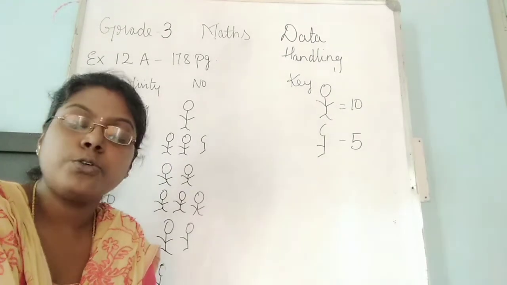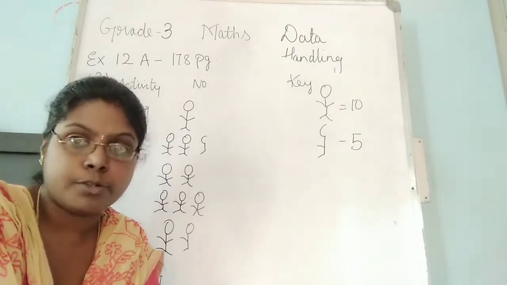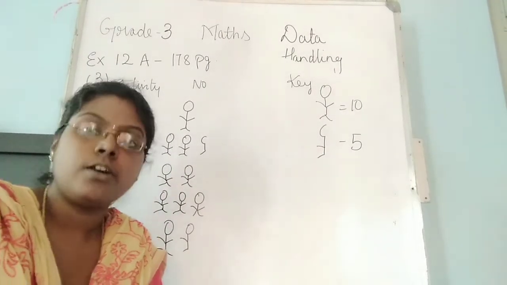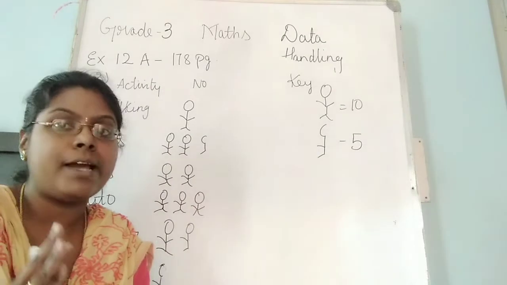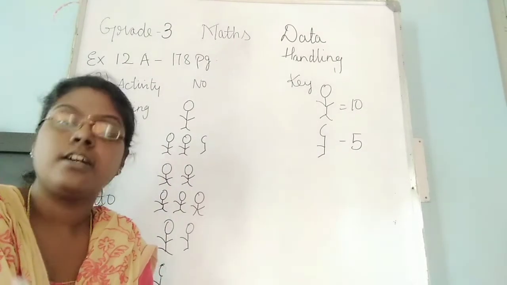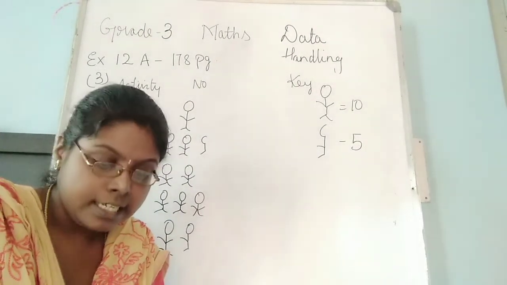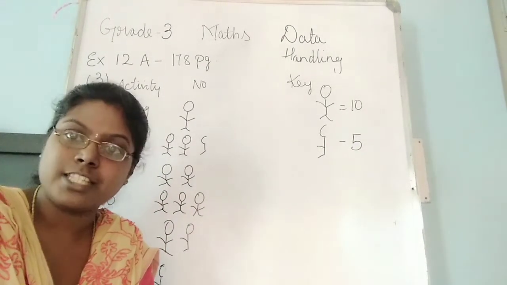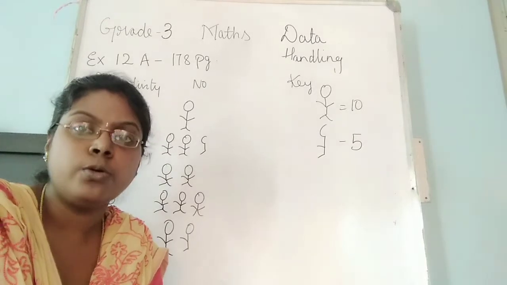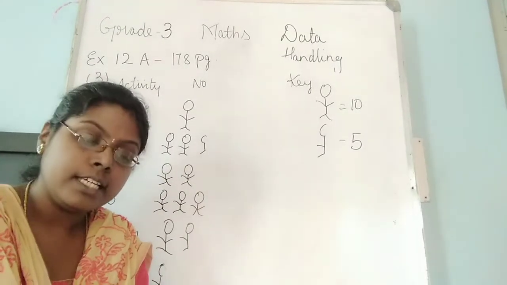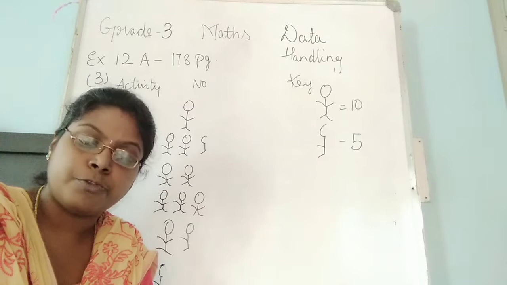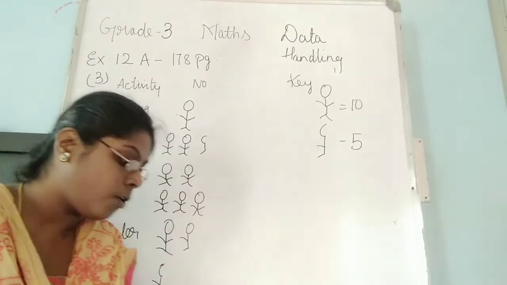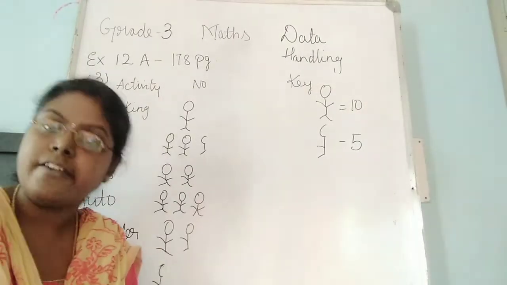So how do the children come to the school? They will come by the school bus or private bus or by walk, or your parents will drop you using a two-wheeler. Your parents may drop you using a car, or you may come in the private van. So these are the different modes of transport you use to reach the school from your home. Here they have given the mode of transport and number of students.